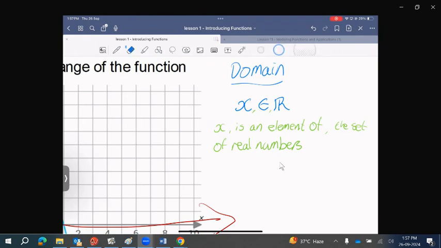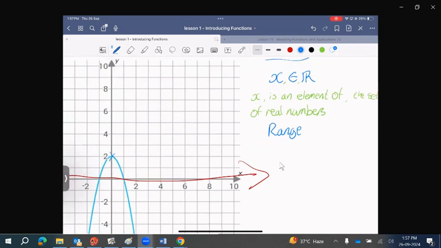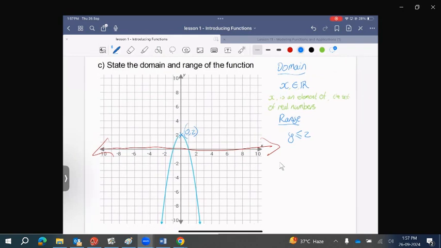Y values are easier for our range. We've got a maximum at (0, 2). So our range is going to be y is less than or equal to 2. Points on a curve are always included.